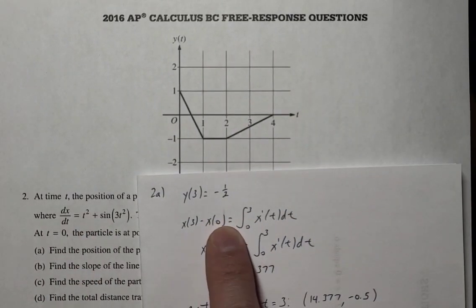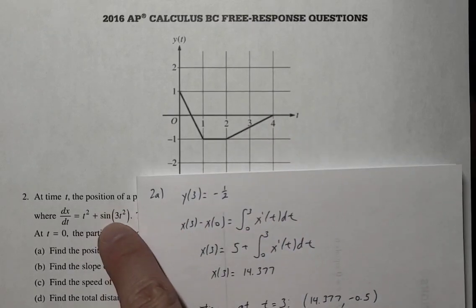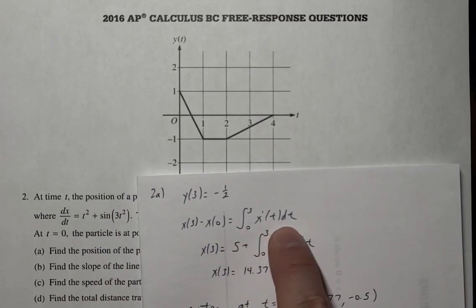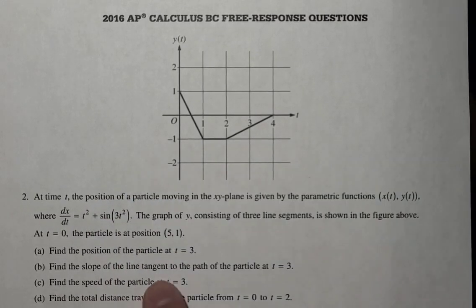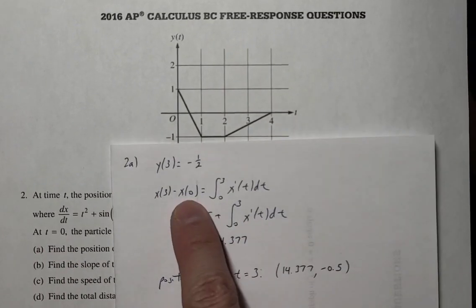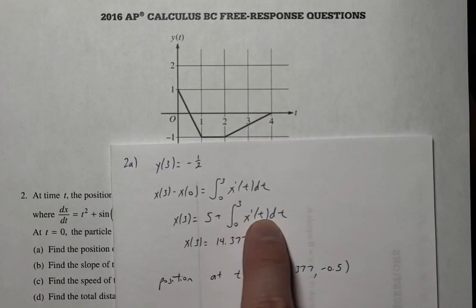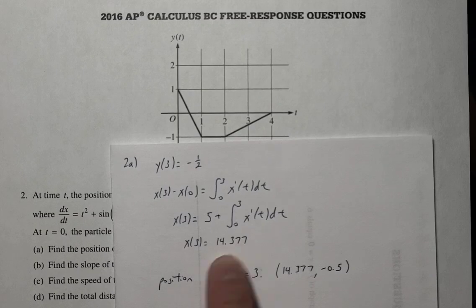x of 3 minus x of 0 equals the integral from 0 to 3 of x prime of t dt, or dx/dt as x prime of t. This you can plug into the calculator: fnInt of this guy, comma x, replace the t's with x, comma 0, comma 3. That will give you the right-hand side. x of 3 is what we want. x of 0, they gave us as 5, so I move this to the other side, so it becomes 5 plus this integral. Put this in the calculator, you should get 14.377. So the position at t equals 3 is (14.377, -0.5).